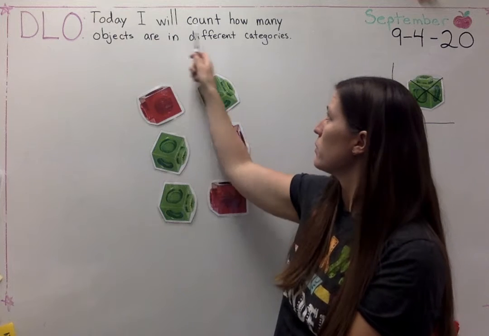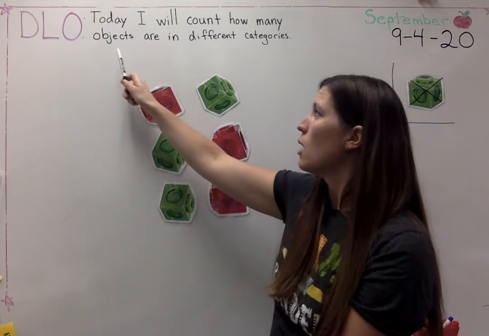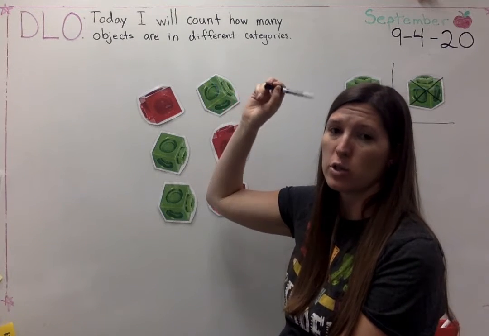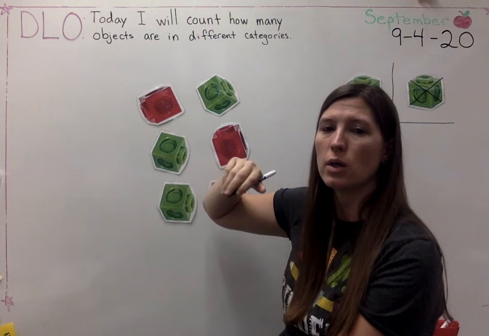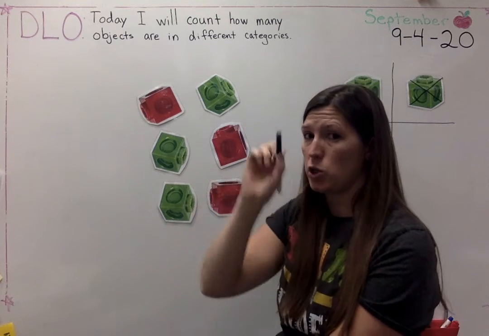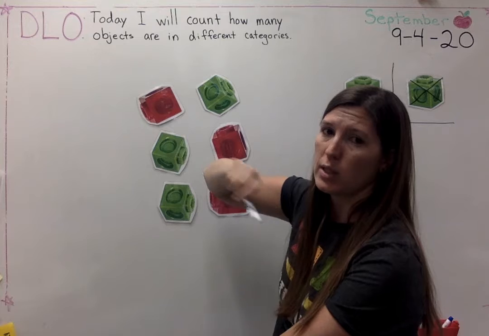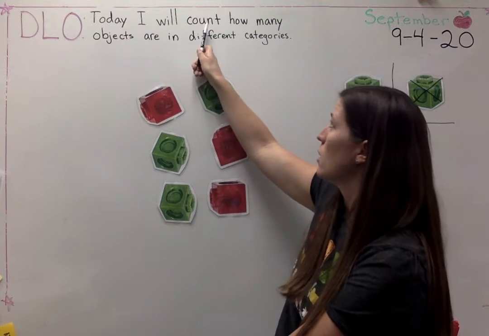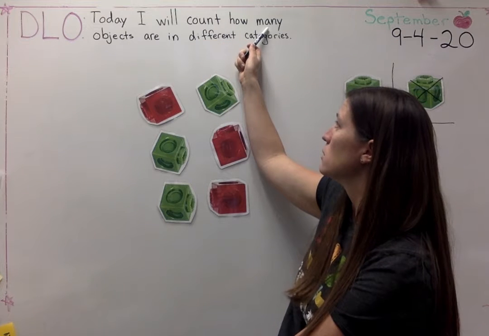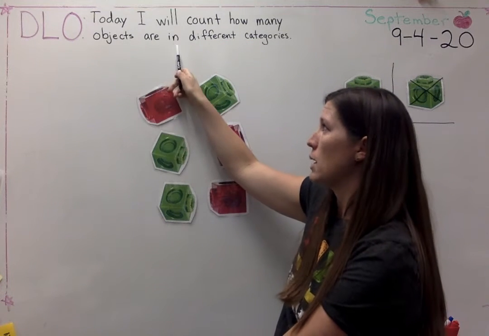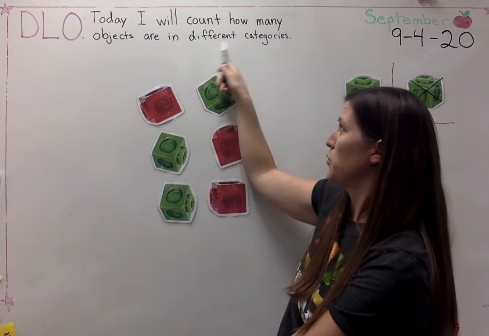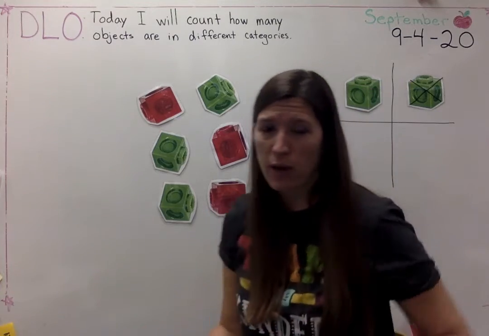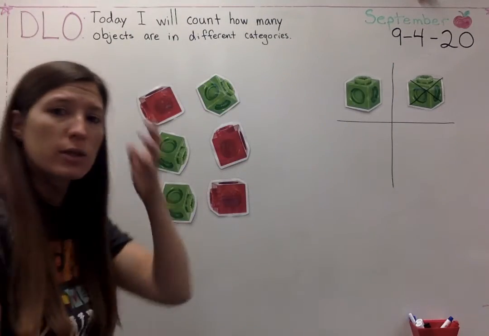Today I will count how many objects are in different categories. Count how many objects are in different categories. Yesterday we counted a little bit, but now we're going to actually write the numbers. So I want you to try and read the DLO also. I'll go slow. Today I will count how many objects are in different categories.